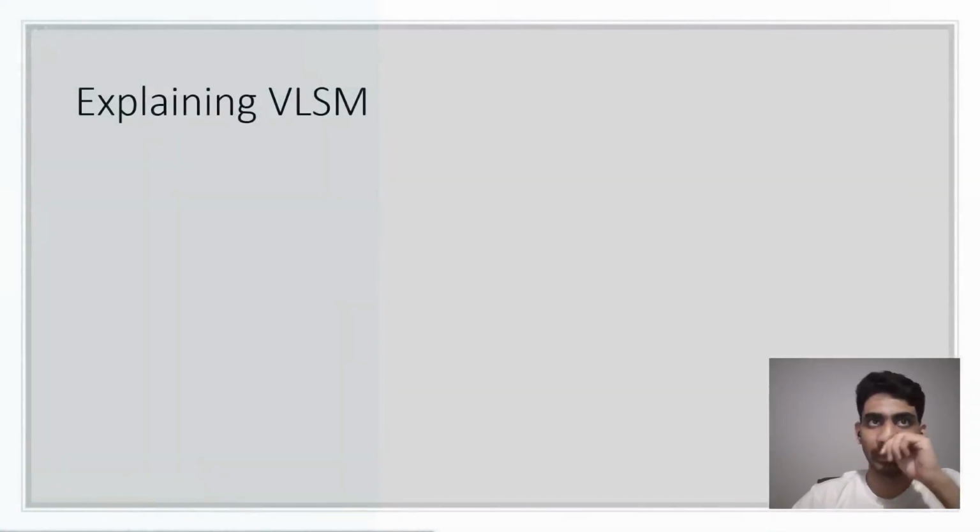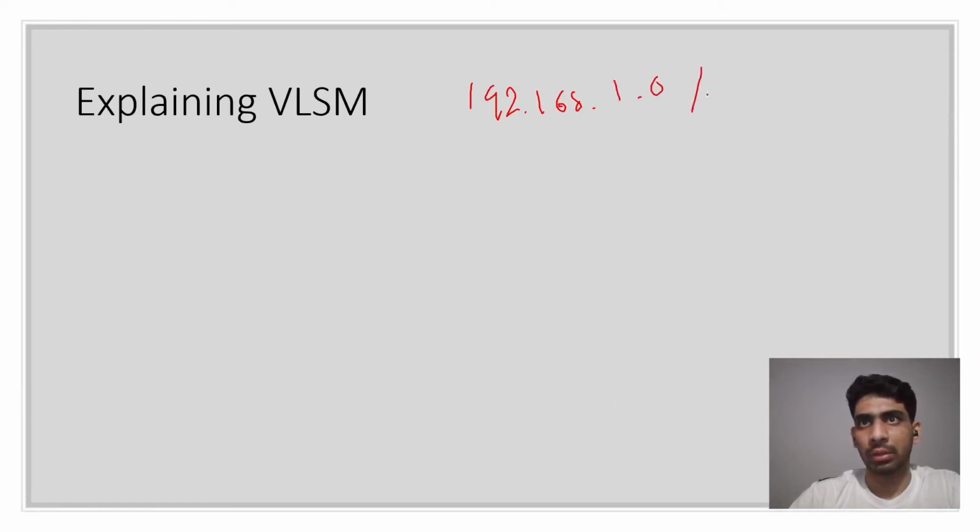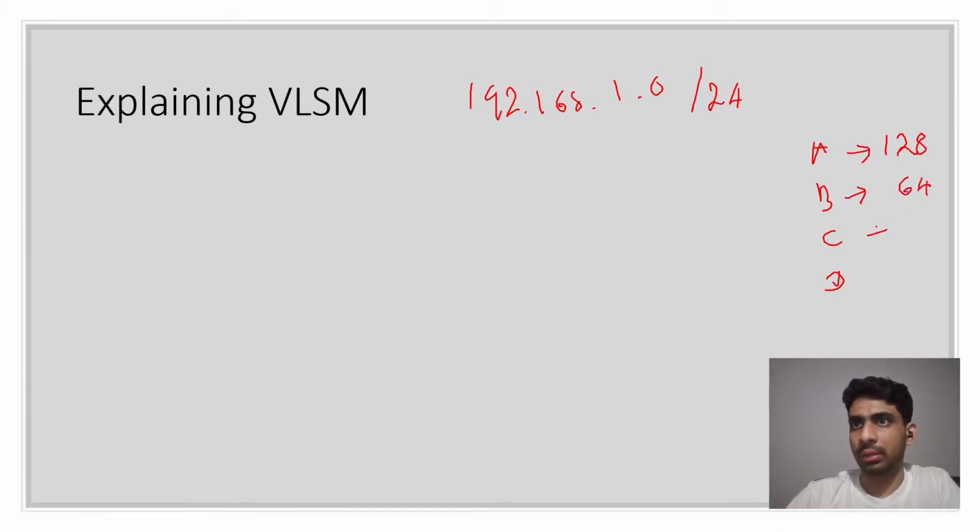Okay, so let's see how this works. Let me take the same IP address as earlier for the network, 192.168.1.0, and the subnet mask will be 24. Just think, in this case I have a requirement for 4 subnets, let's call them A, B, C, D. One subnet needs, let's say, 8 addresses. This needs 64. Okay, so this needs 32 and this needs 16.